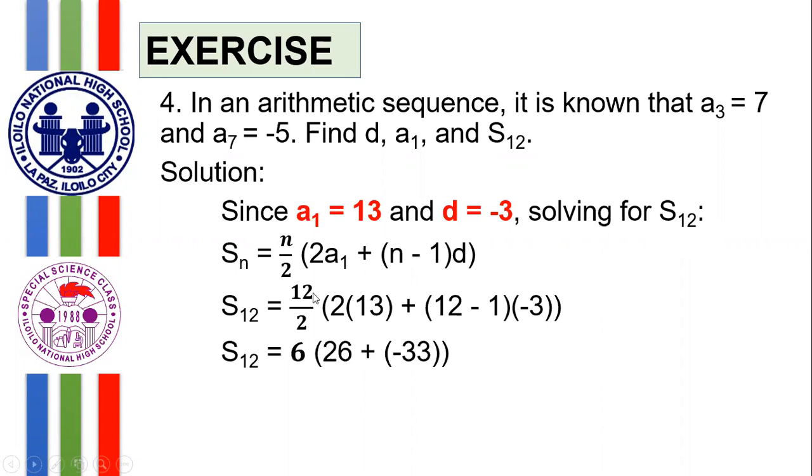12 over 2 is 6. 2 times 13 is 26. This is 11 times -3, which is -33. The numbers inside the parentheses simplify to -7. Therefore, the sum of the first 12 terms of this sequence is -42. I hope you got this correctly.